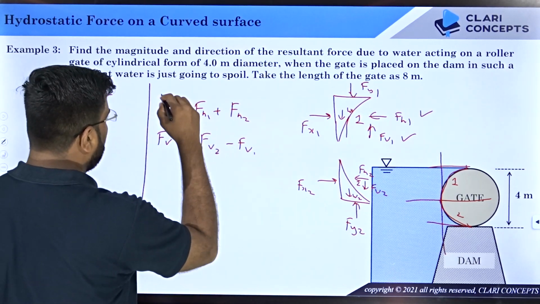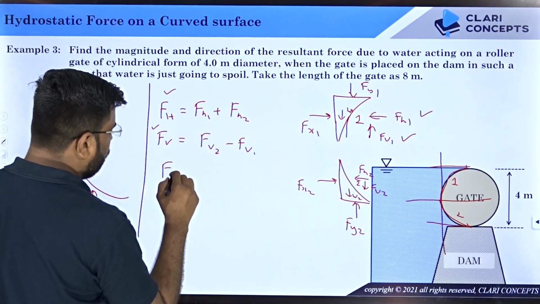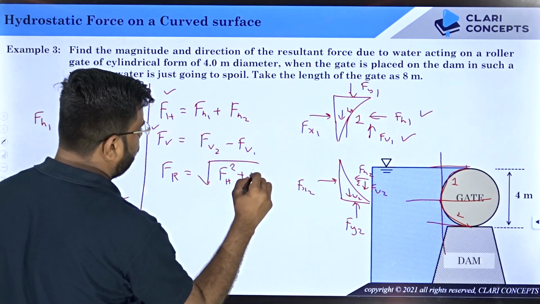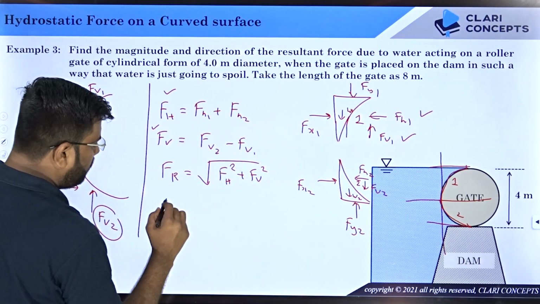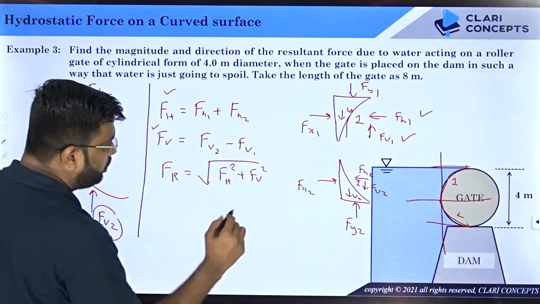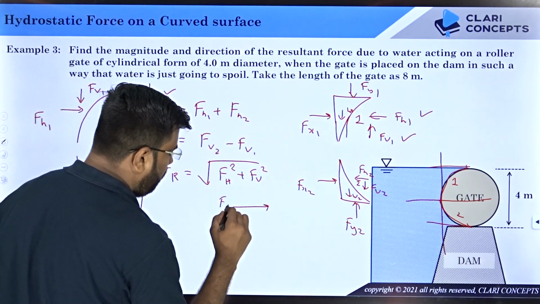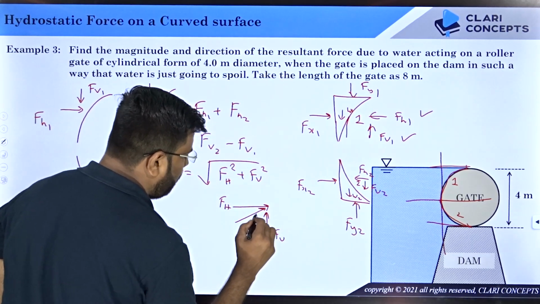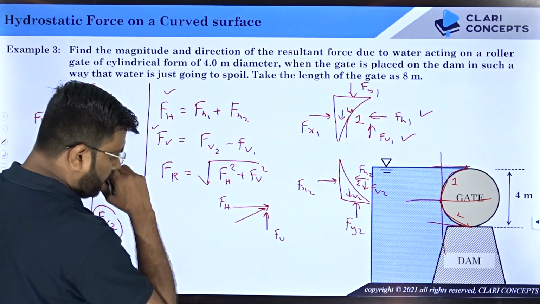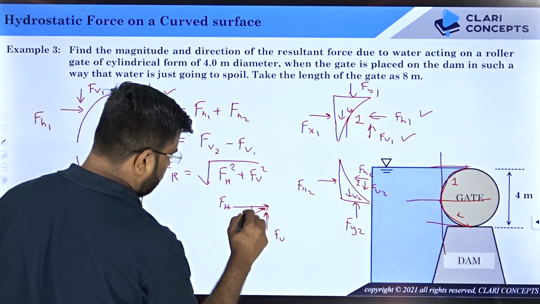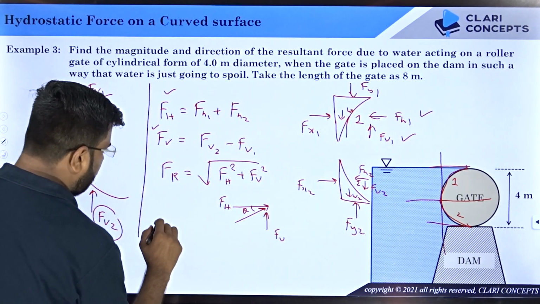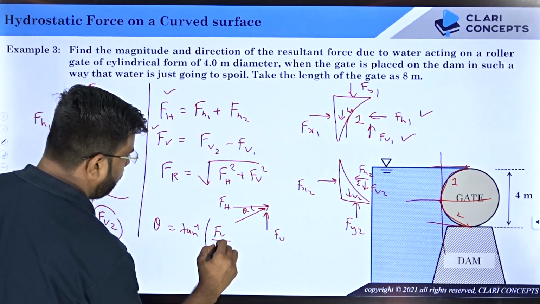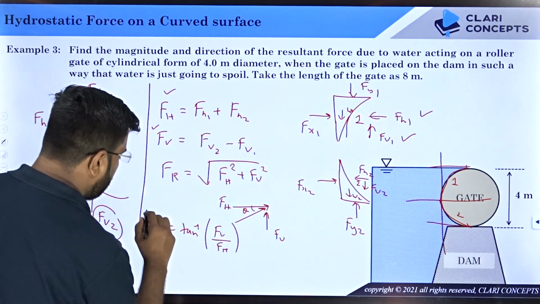This is Fv. Once you get Fh and Fv, you can find the resultant force, which is equal to the square root of Fh square plus Fv square. Then you can find the angle. Fh is this, Fv is this, and the resultant force will make an angle theta with respect to the horizontal. So theta will be equal to tan inverse of Fv by Fh. You calculate all these answers.